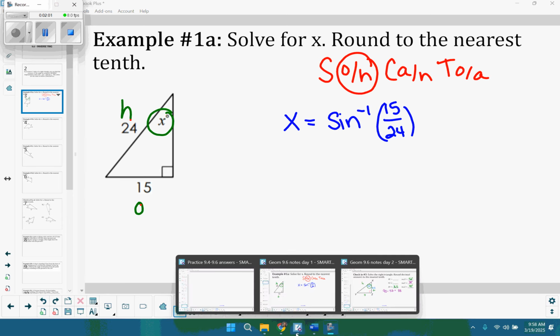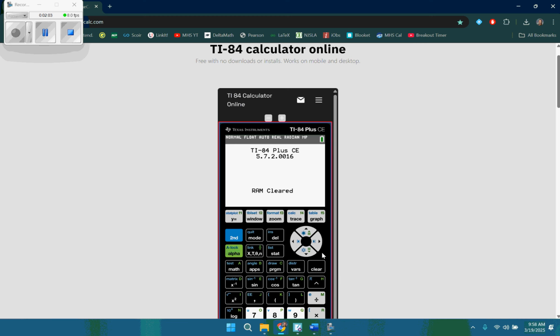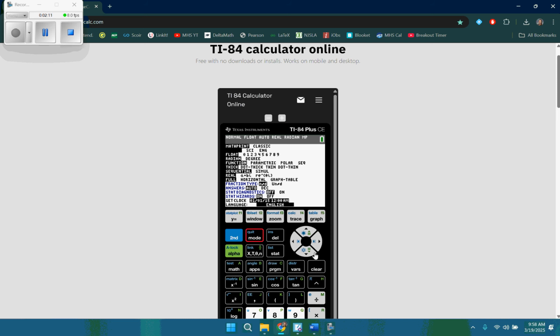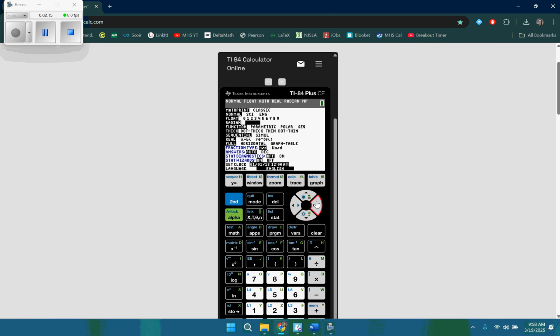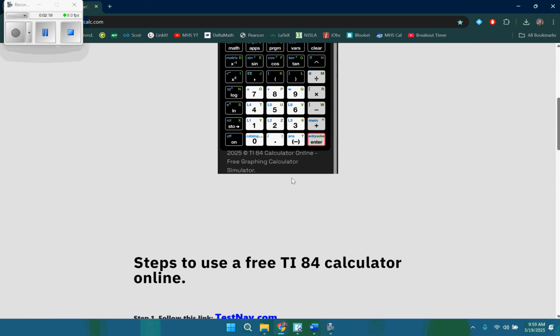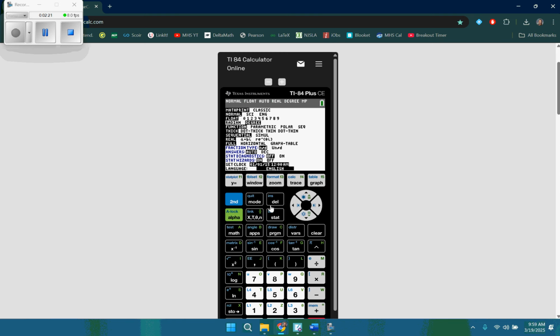So I'll show you on my graphing calculator. I'm going to make sure it's in degree mode. This is right now in radian mode. So I'm going to hit mode. I'm going to go down to degree, and we're going to enter. So now we are in degree mode.